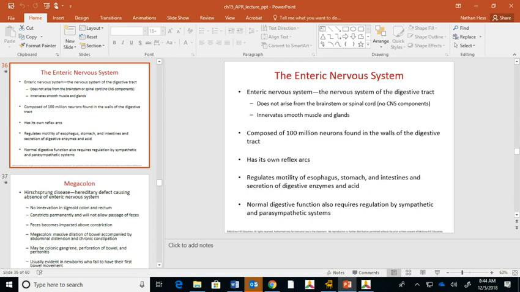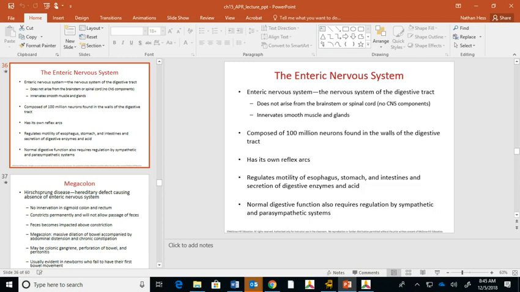Last but not least for today is the enteric nervous system. This was something I had heard a little bit about, but I didn't really know much about until I was starting to go through this section in your textbook. This is the nervous system of the digestive tract. Wait, what, your digestion system has like its own nervous system? It does, truthfully. It doesn't come from the brainstem or the spinal cord. There's no central nervous system component.